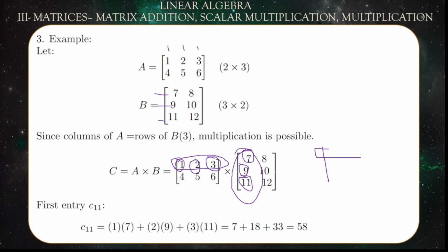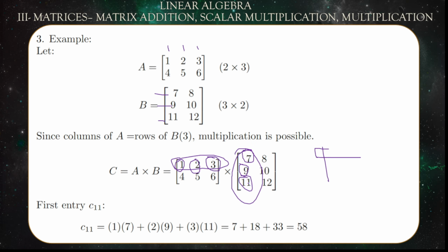So the result should sit at the second row, second column, correct? Second row, this is the second row, and this is the second column. So let us check it out. So 4 times 8, which is C22, second row, second column, equal to 4 times 8 plus 5 times 10 plus 6 times 12, which is 32 plus 50 plus 72 equal 154, and this is the result here.